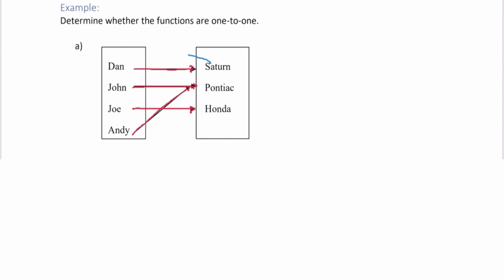Notice that Saturn maps to the driver Dan, Pontiac maps to John, and Pontiac also maps to Andy. Honda maps to Joe. If we look at it in this direction, we can see that Pontiac maps to two separate drivers. So the inverse is not a function. Since the inverse is not a function, we can say that this mapping is not one-to-one.